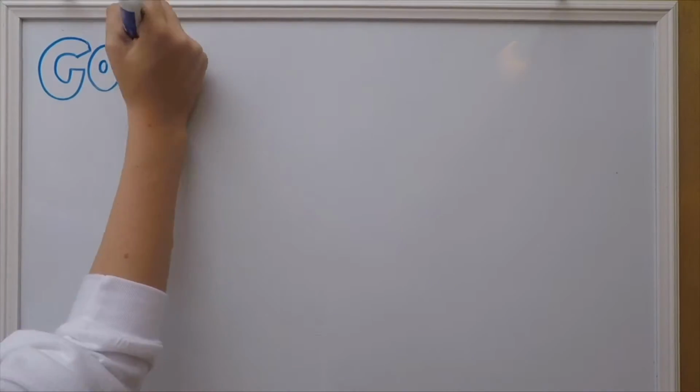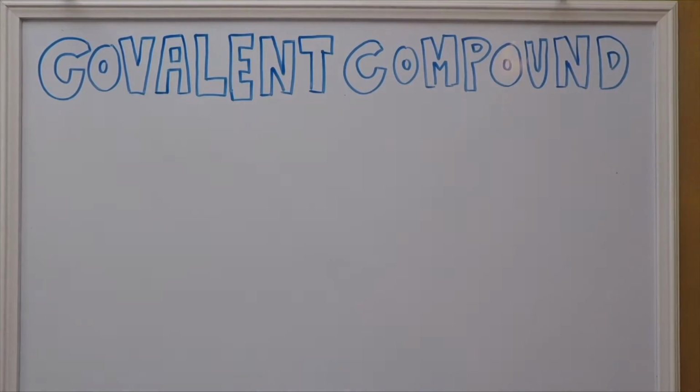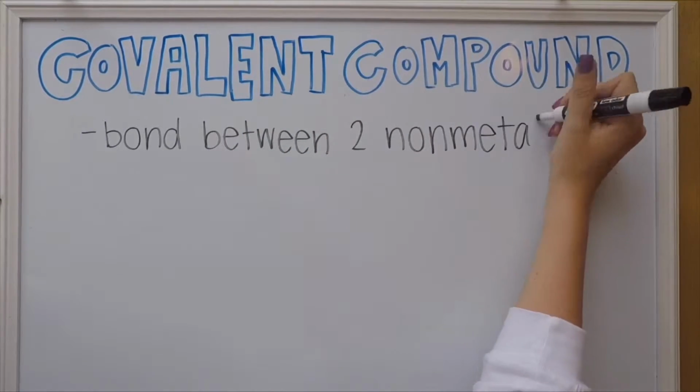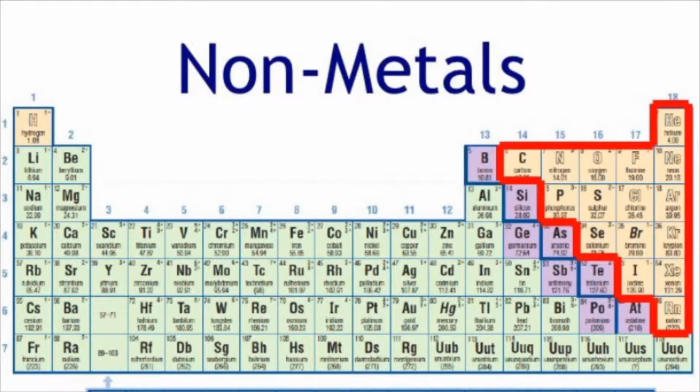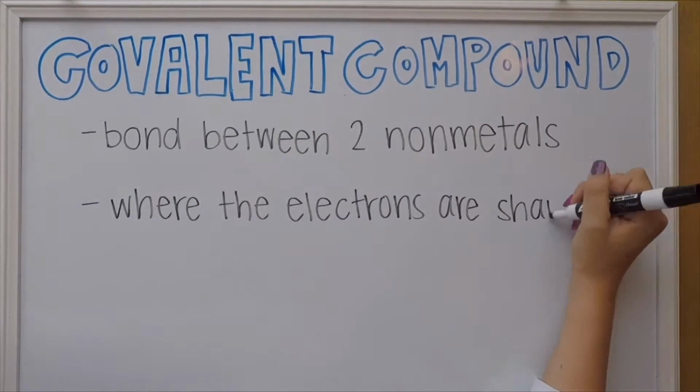First of all, I'm going to go over what a covalent compound is. A covalent compound occurs when there is a bond between two nonmetals. The nonmetals on the periodic table are shown outlined in red. In this type of bond, the electrons are shared between the two atoms.